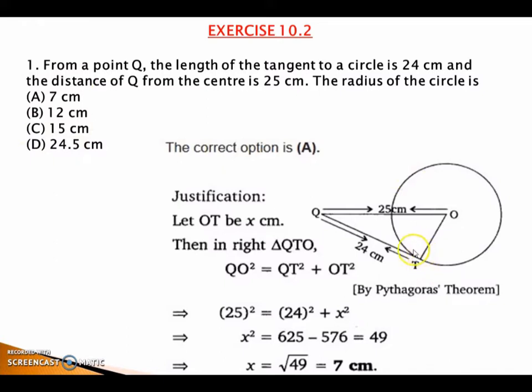So now this angle T will be 90 because using the result, radius and tangent are perpendicular at the point of contact. So this triangle OQT will be a right angled triangle. So you can apply Pythagoras theorem there. OQ is the hypotenuse. So OQ square is equal to OT square plus QT square. And substituting these values, you will get the answer as 7 centimeters. So that is the correct option, A.